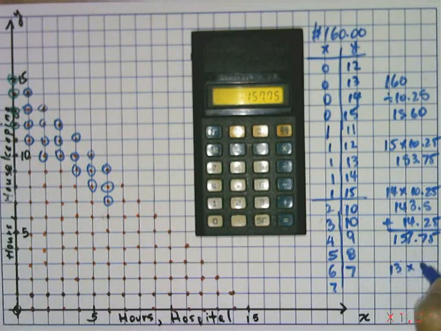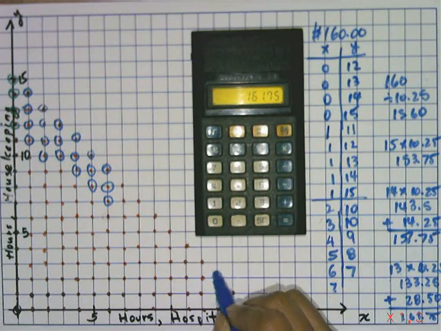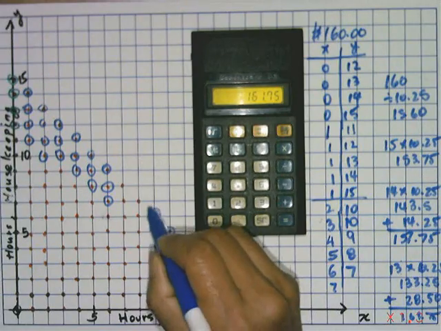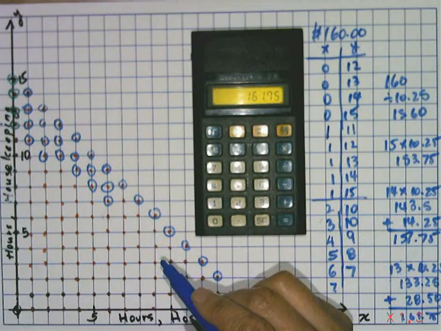So it looks like I'm going to have to check 13 hours at the hospital and 2 hours with her mom. And it turns out that that will work fine. So I'm going to graph that value. Looking at the pattern, I'm pretty sure I can include these points. However, I'm not quite sure what to do about these ones.